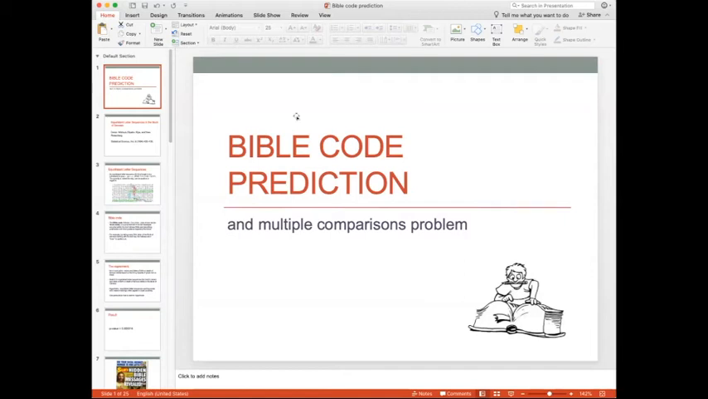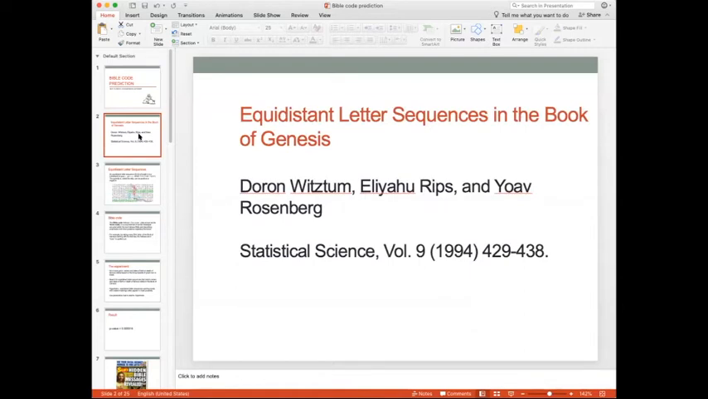Okay. So today we are going to talk about the multiple comparison problem, and we'll start out with the Bible code prediction story. So in 1994, the Journal of Statistical Science published this paper, the equidistant letter sequences in the book of Genesis by these three authors. And this paper is about statistical analysis of this Bible code.